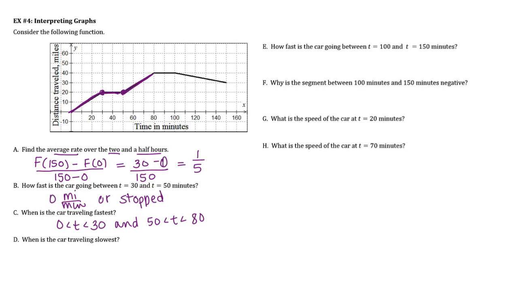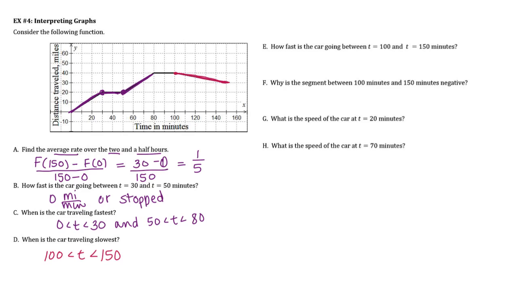So what about going the slowest? When is the vehicle going the slowest? Well, that's going to be a super slow slope. So maybe from here to here, that's when we're going the slowest. So we're going to have between 100 and 150. And where is that occurring? That's probably going to be occurring maybe 12 miles per hour, maybe.